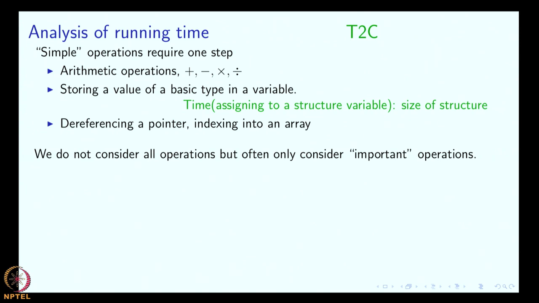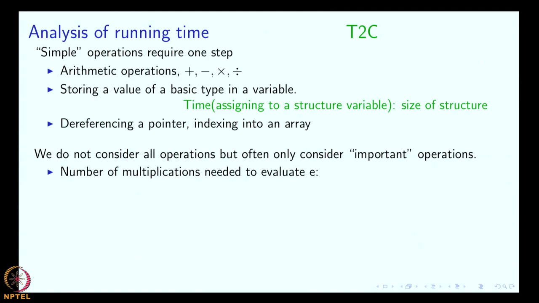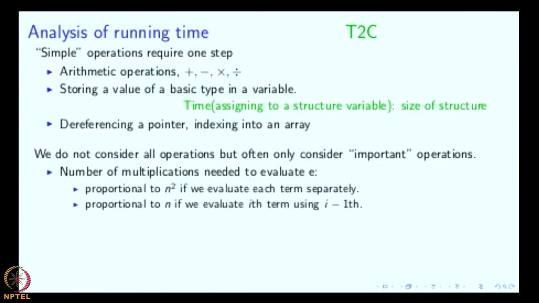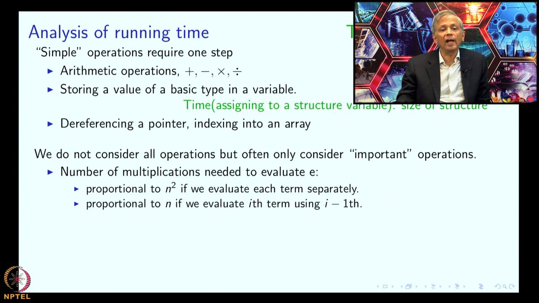So the second idea in analyzing running time is often not to worry about every operation, but just worry about the important operations. So if you are evaluating a series, you may be asking, look, how many multiplications am I doing? Because those are the dominant operations, or multiplications or divisions, whatever. So you might say that the number of operations is proportional to n squared if you evaluate each term separately. Or it might be that they are proportional to n if we evaluate the ith term using the (i-1)th. So I would recommend that when you teach how to evaluate e, you do a quick calculation to tell students how many divisions they did or multiplications or whatever. And don't really dwell on this too carefully.